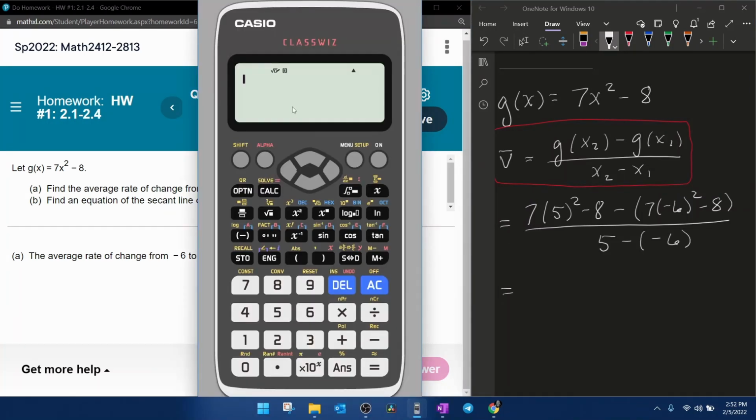And what a great time to make use of our handy dandy calculator. So we're going to input all of that at one time. 7 times 5 squared minus 8, minus 7 times -6 squared minus 8, all over 5. Now minus a negative will make that a plus 6. And our average rate of change is -7.